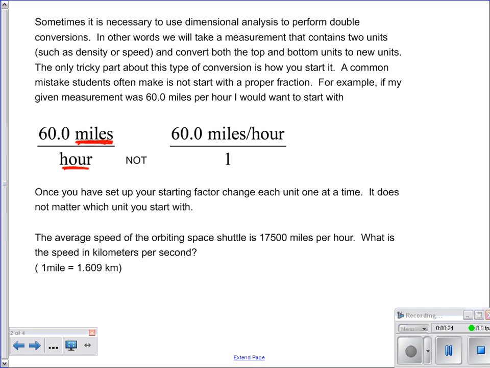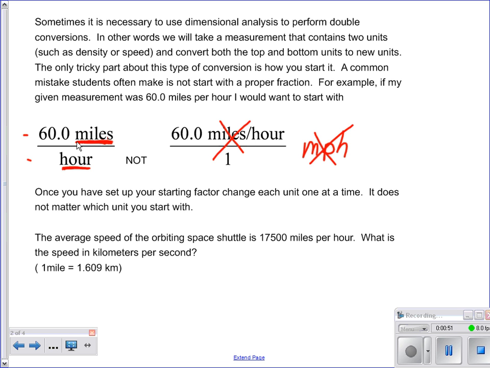So for example, if we had 60 miles per hour, the way you need to write this down to make dimensional analysis work is make sure that you put miles in the numerator, hours in the denominator. Do not write MPH. That's not going to work with dimensional analysis. Do not write miles/hour in the numerator. That's not going to work with dimensional analysis. So make sure you're real clear about where you put your units.